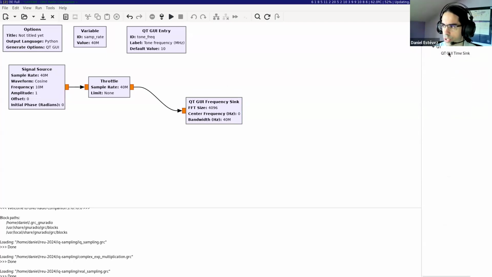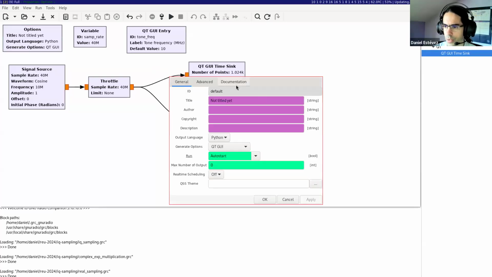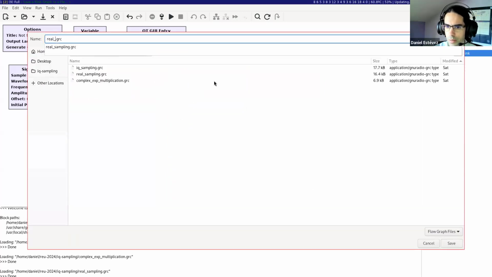Something else I'm going to use is the time sink. So this is a time domain representation. This is nothing new. This is very similar to the audio demo we had last week. And 1024 points is okay. So I'm going to call this real sampling 2, save it.